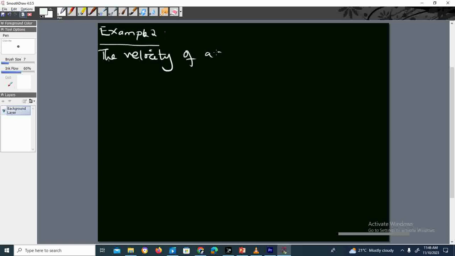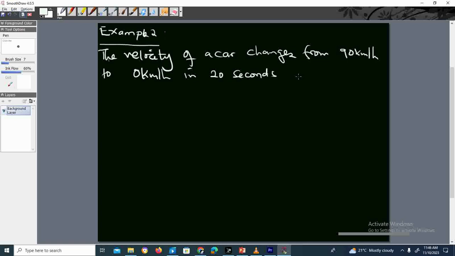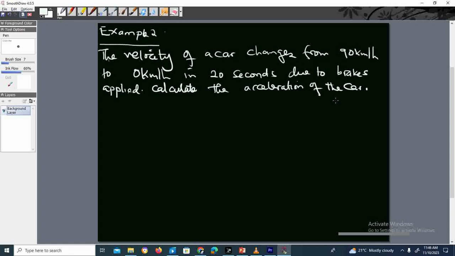The velocity of a car changes from 90 kilometers per hour to 0 kilometers per hour in 20 seconds due to braking force applied by the brakes. Calculate the acceleration of the car.